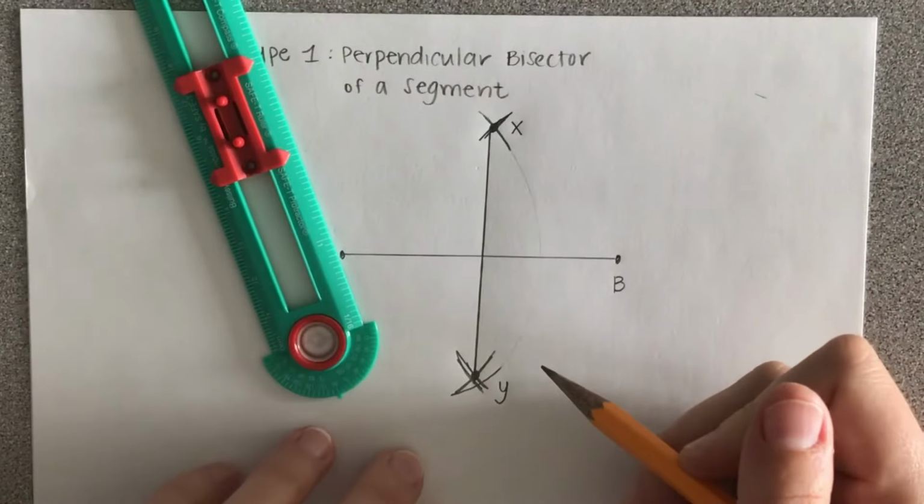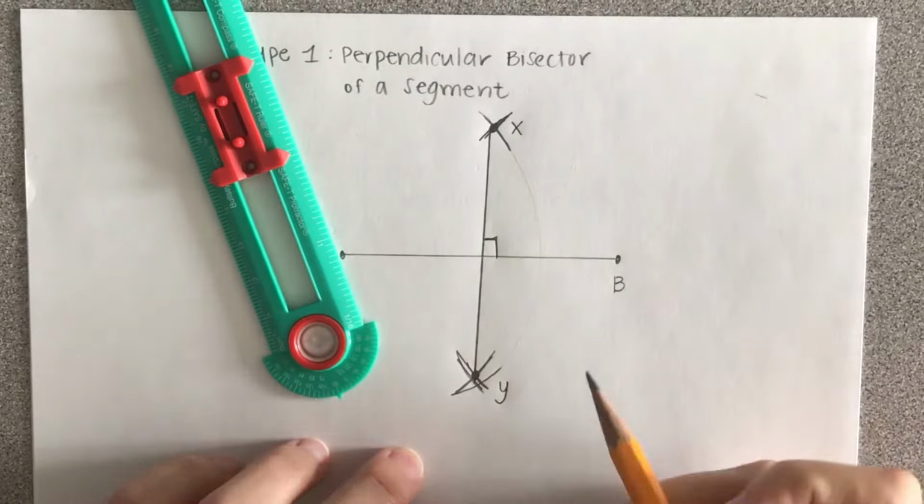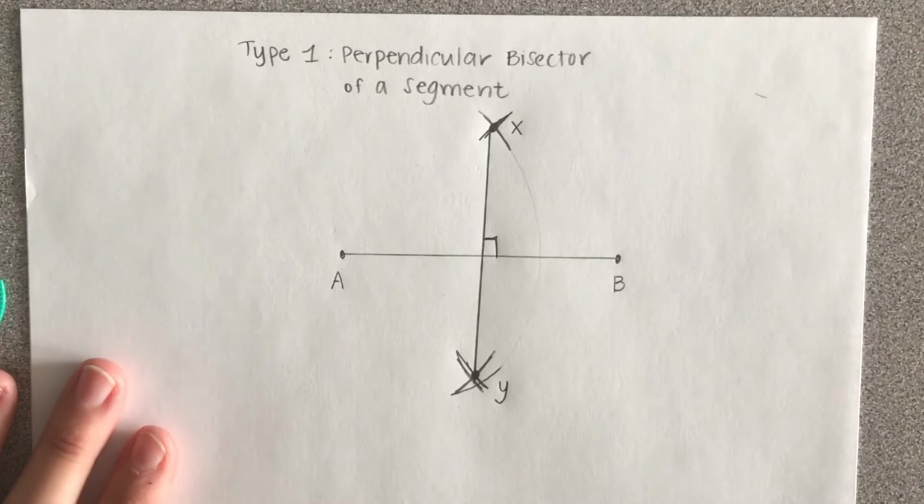Once I connect those two, this right here makes a 90-degree angle. So this is a perpendicular bisector. Pause the video and give it a try.